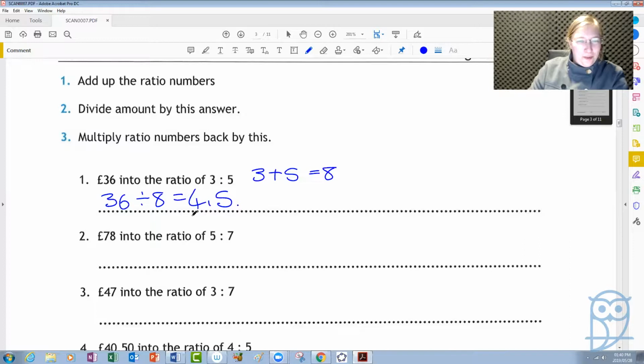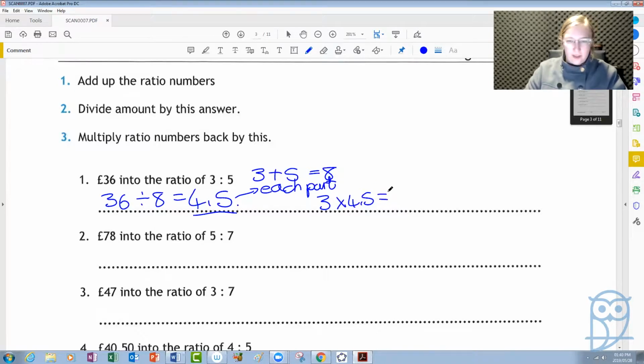So anyway, we get 4.5. So now we know how much is in each part. Now we have to know that this needs to be divided into the ratio 3 to 5. So the first thing is we need 3 parts on this side, so we times that by 3. We have 3 times 4.5, which gives us 13.5 on the one side, and we have 5 times 4.5, which gives us 22.5 on the other side.